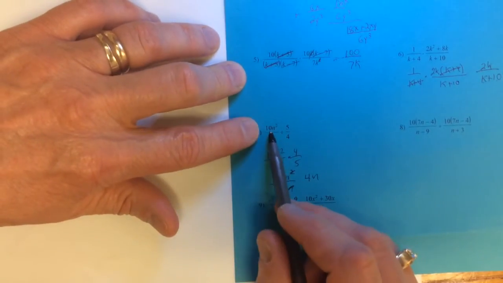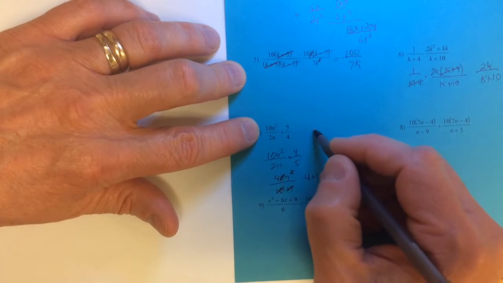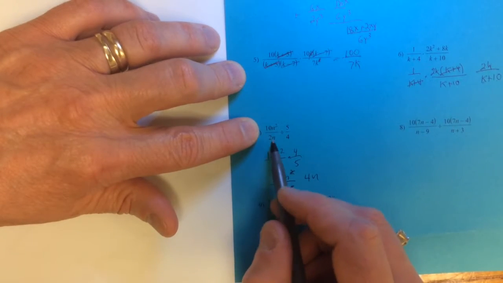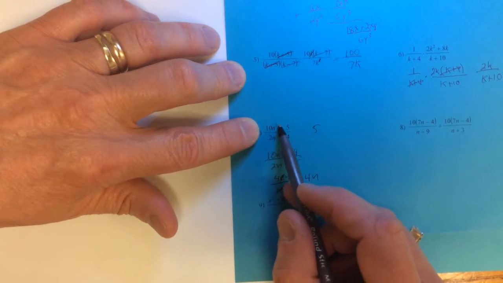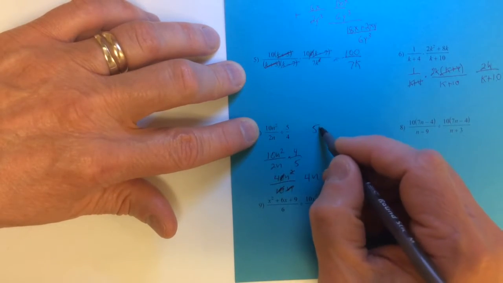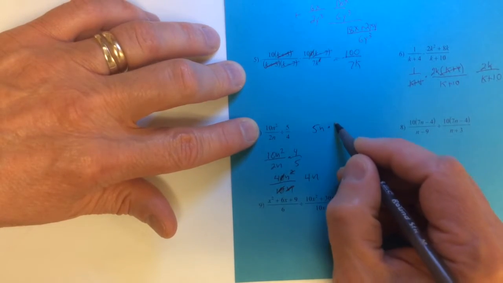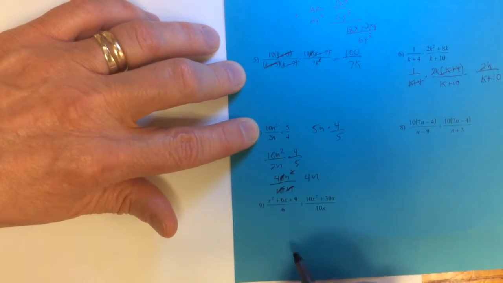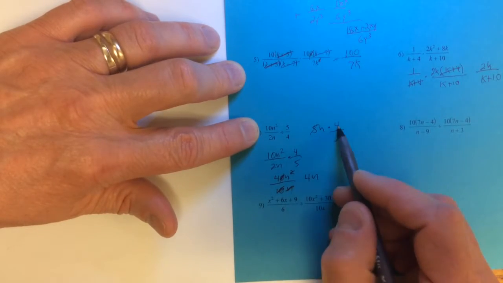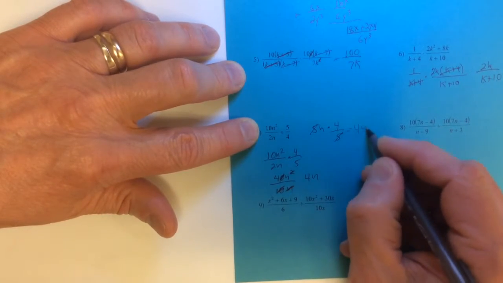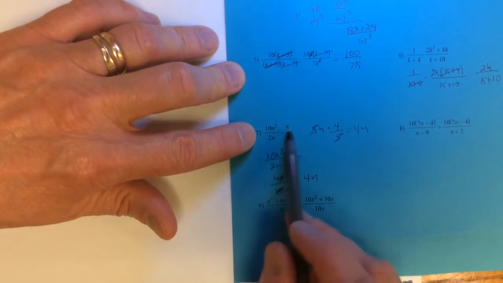Now, I could have reduced first. The first thing I could have done is I could have made this simply, looking at the original problem, 10 divided by 2 is 5, and n squared divided by n is n, so that'd be 5n times 4 over 5. And then those 5's will cancel. The only thing I'm left with is n times 4 is 4n. So reduce first if you can, or reduce at the end.